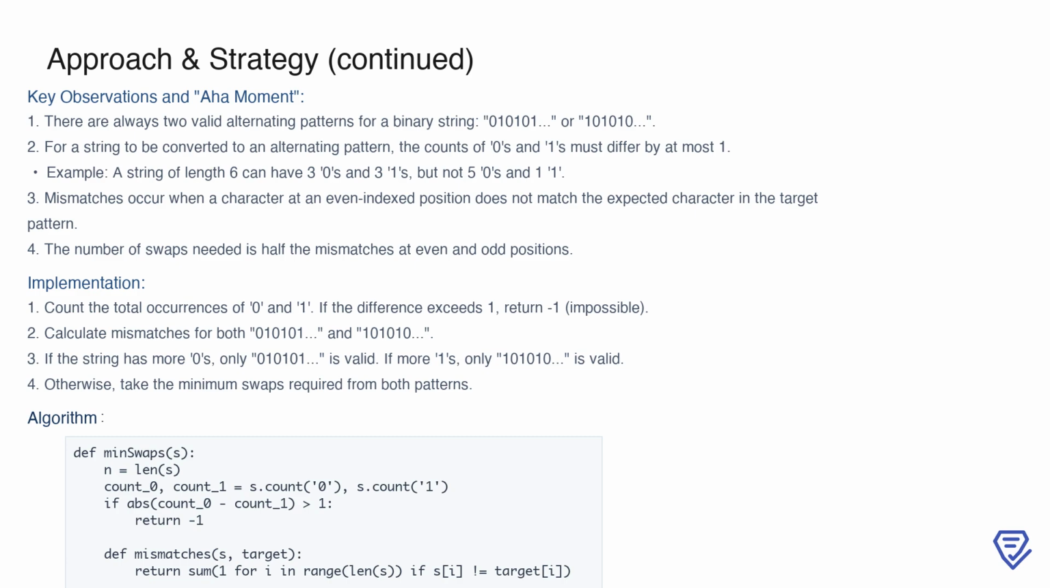Another observation is that mismatches occur when the character at an even indexed position doesn't match the expected character in the target pattern. The number of swaps can then be calculated as half the mismatches at even and odd positions.